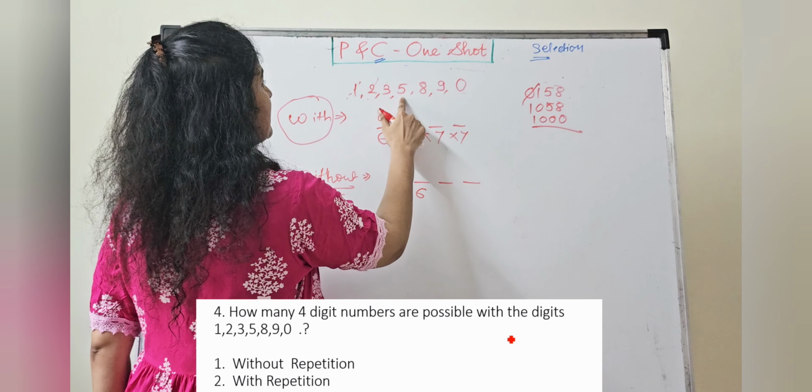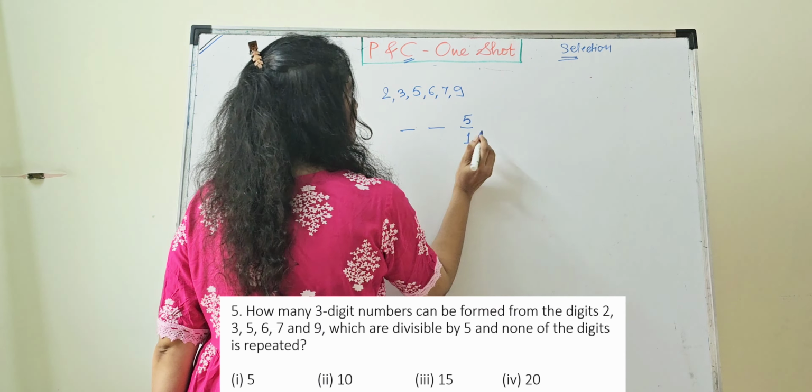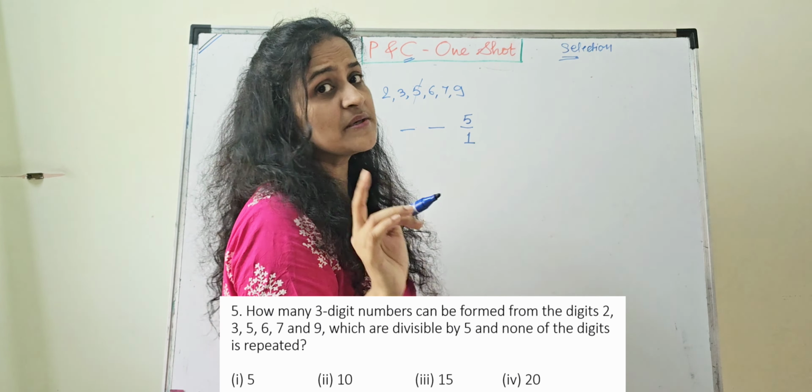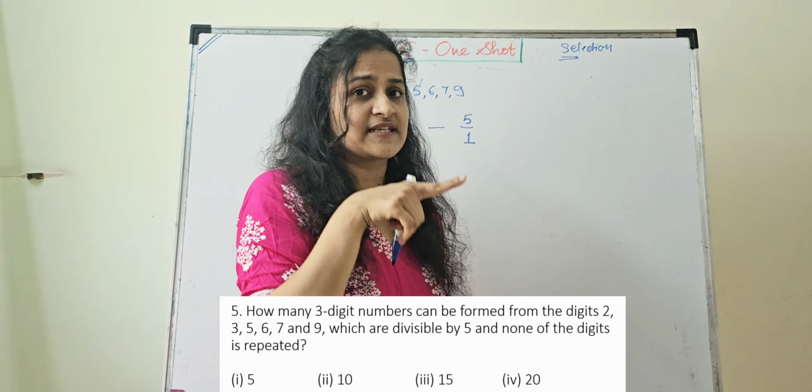0 is anyways not given to you in the question itself, so no question of that. So 5 means that at this unit place, only 5 can come, right? From these numbers, only 5 is allowed to come at the unit place. Means there is only one way for this unit place, correct? So this 5 is gone now because repetition is not allowed. That is why you are cutting the numbers.